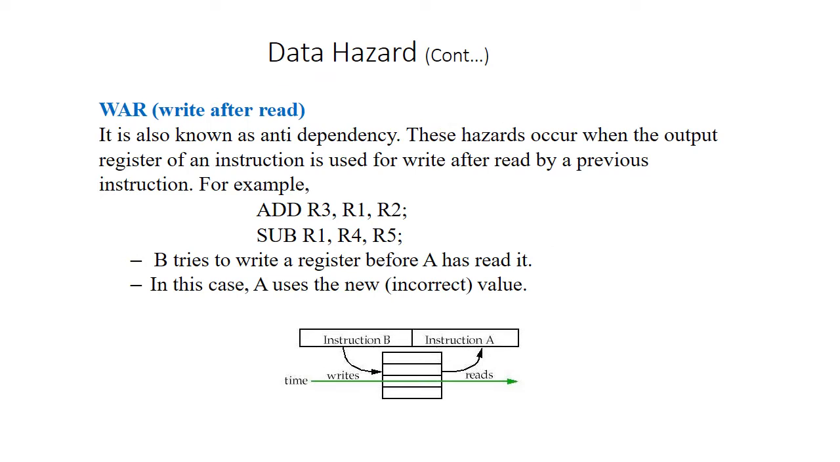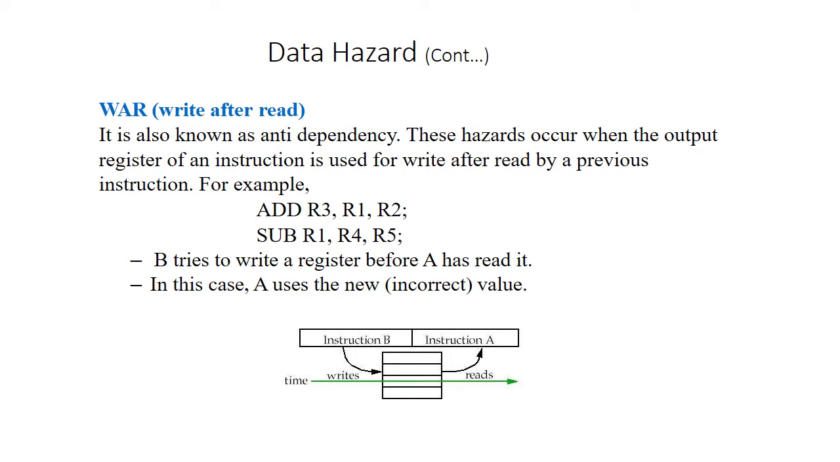And the second example of data hazard is write after read. It is also known as anti-dependency. This hazard occurs when the output register of an instruction is used for a write after a read by a previous instruction. For example, here are two instructions. The first one is addition and the second one is subtraction. In the first instruction, you can see the addition will occur with two registers R1, R2, and then it is stored at R3.